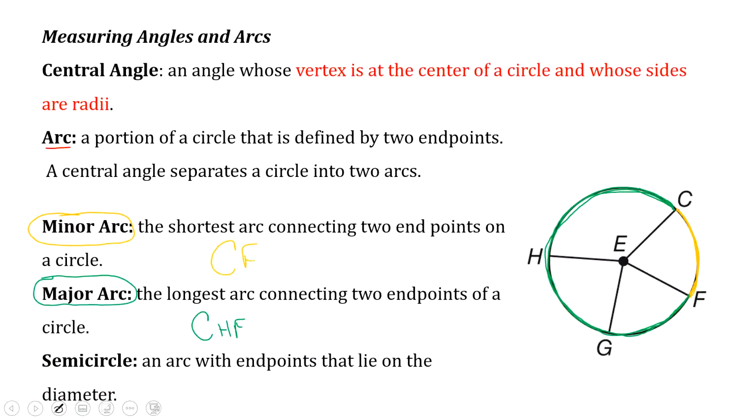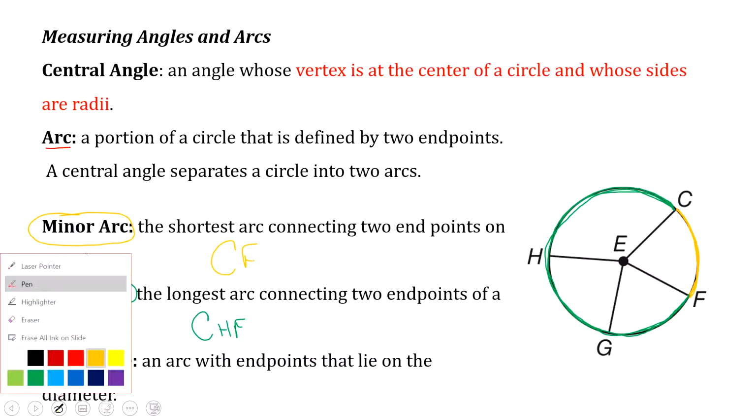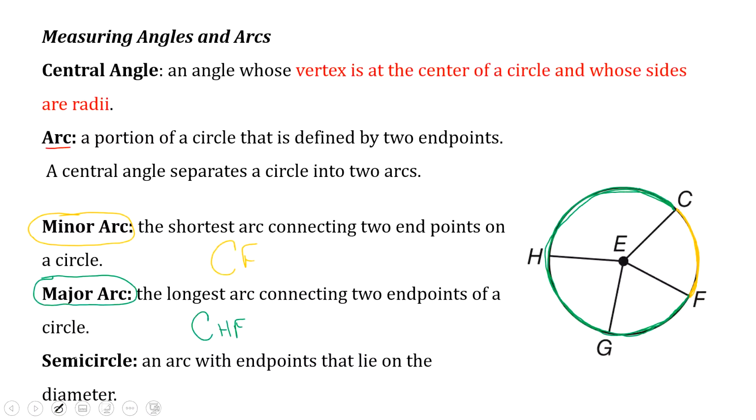So typically, you're going to see minor arcs listed as 2 letters. Major arc will be listed as 3 letters. They're both going to kind of have the cap over it, whether it's a hooped cap or the pointy cap. That's what you're going to see.